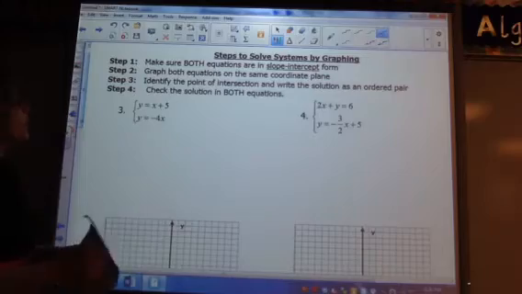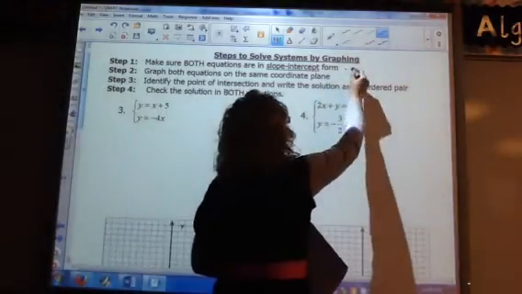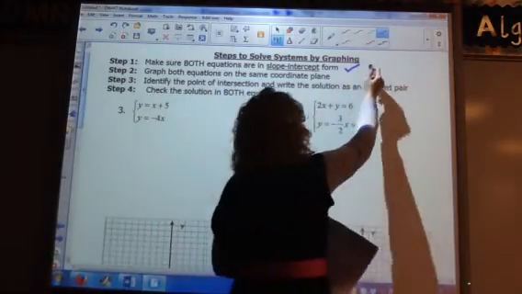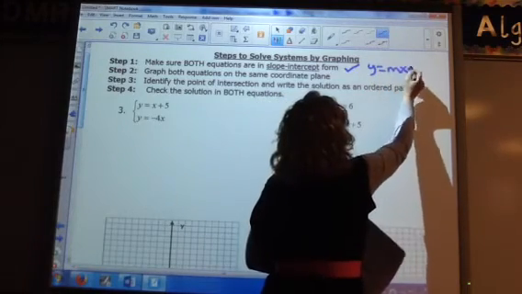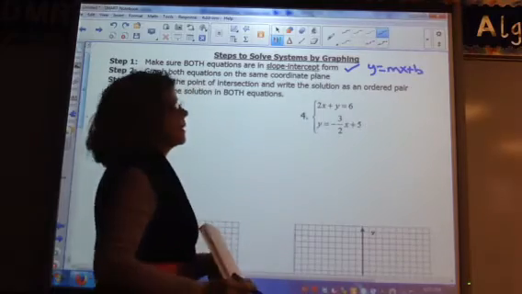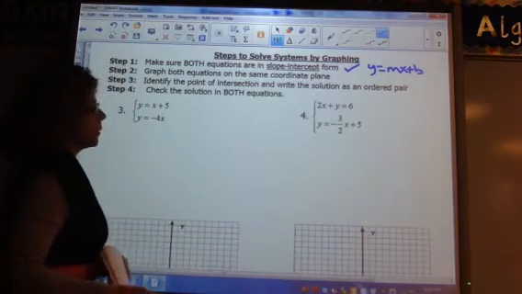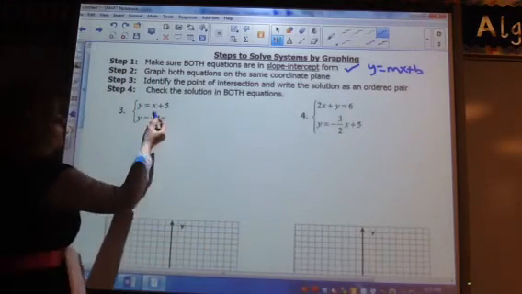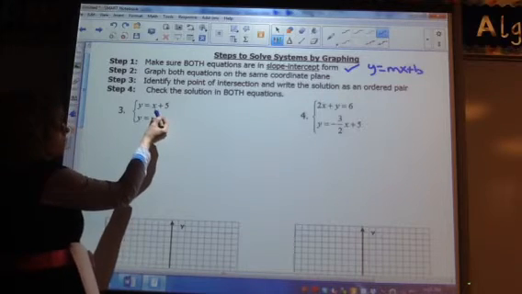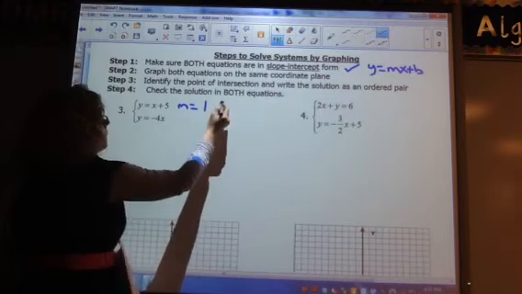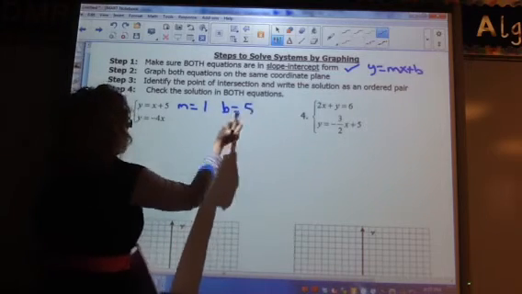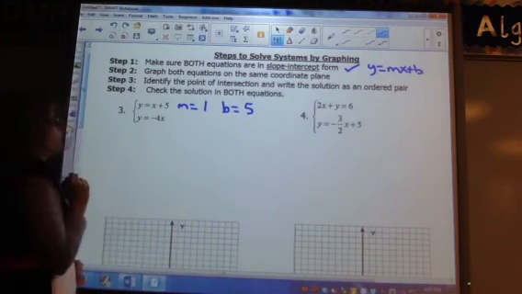So the easiest way to do that is to make sure both of those equations are in your slope-intercept form. Excuse me, not your point-slope, but your slope-intercept form. That way we can identify the y-intercept and the slope immediately and graph it, okay? So this one's already in the slope-intercept form. So my m is 1 and my b is 5. So my slope is 1, my y-intercept is 5.